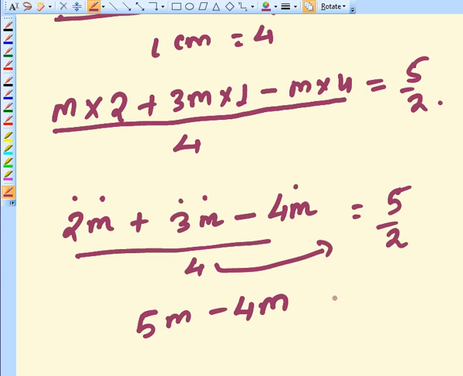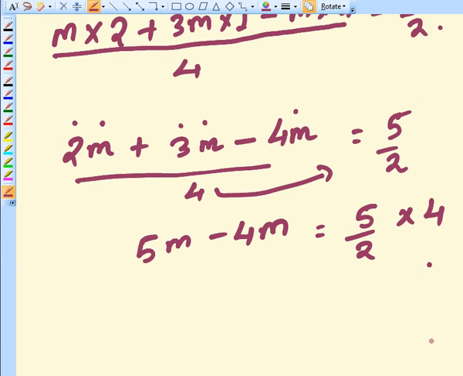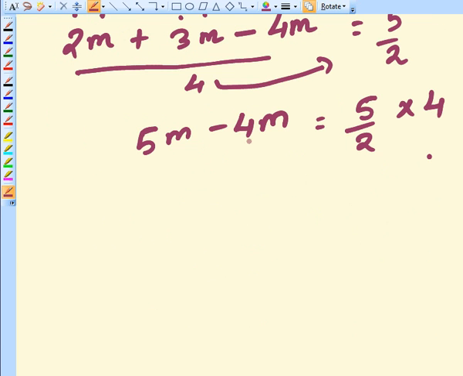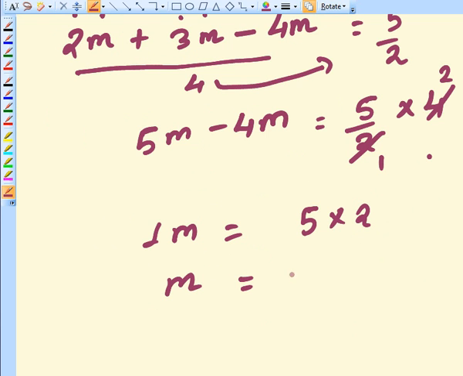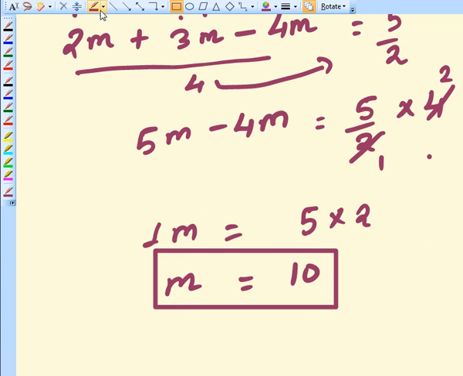Now transpose this 4 to the right hand side. So first you will write 5 by 2, then into 4. Now 5m minus 4m, so 1m equals to 2 1 ja 2, 2 2 ja 4, 5 into 2. This 1m can be written as m only, and 5 2 ja 10. So we got here m equals 10, which is our required answer. After this, question number 9, 10, 11 you can solve. Same questions are there. Then question number 12.